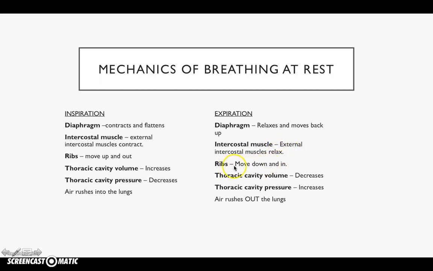The ribs obviously move down and in. Thoracic cavity volume decreases because there's less room there, which means thoracic cavity pressure increases, which means air rushes out of the lungs because gases go from an area of high pressure to low pressure. So that is the mechanics of breathing at rest.